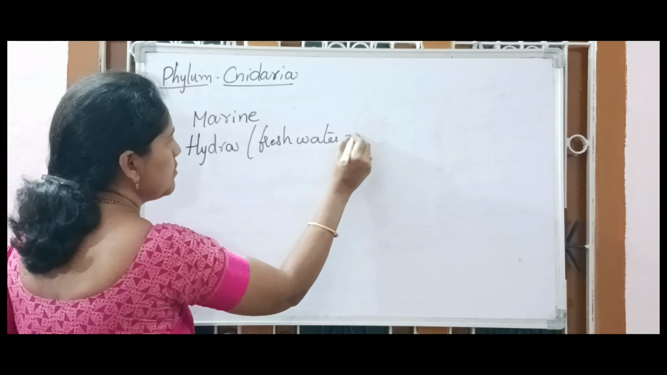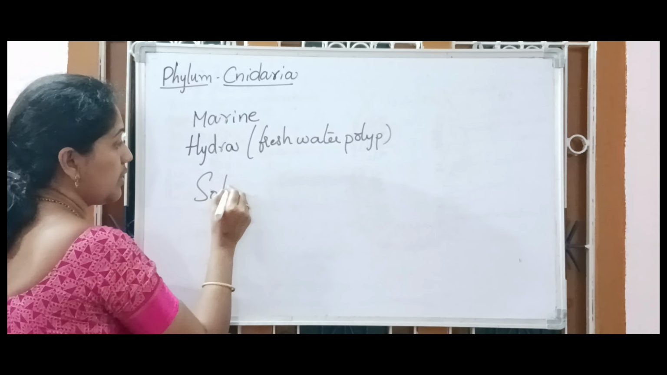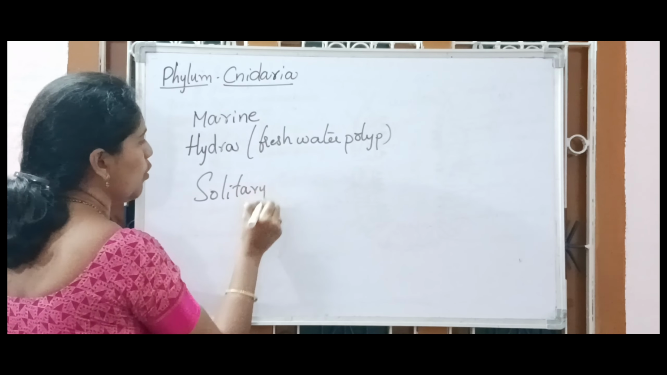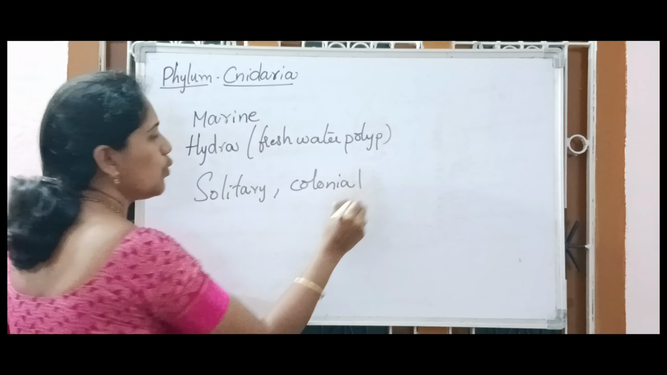Some organisms live singly, which is called solitary. Some organisms live in groups, called colonial. So among these, some are solitary and some are colonial.